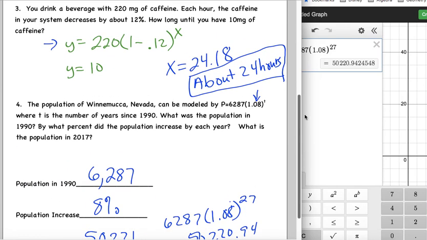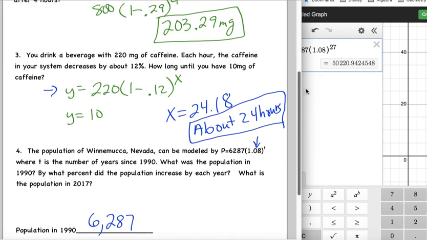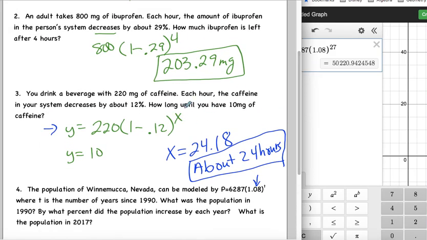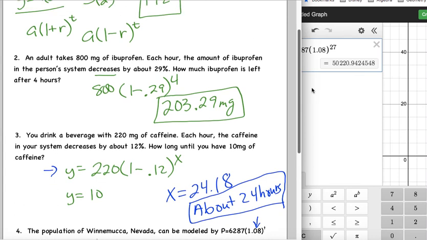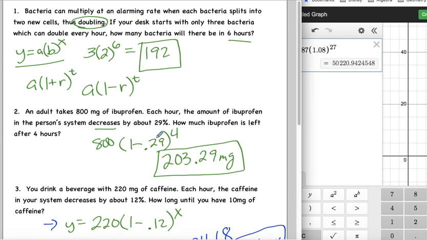So that's all you're going to be doing. Again, when they want you to find how long until a certain number, just remember to create the two equations and find where they're crossing in Desmos. That's the hardest thing. Don't forget to convert your percent to a decimal.